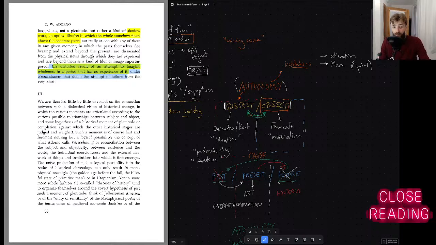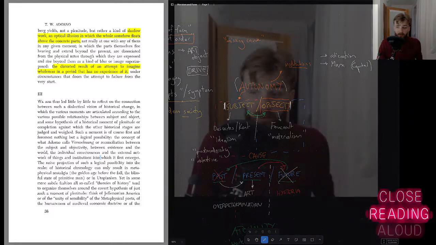As I said, there's lots more we could say about that section, but in the interests of time, I'm going to move on to section 3. So switching back over to reading.